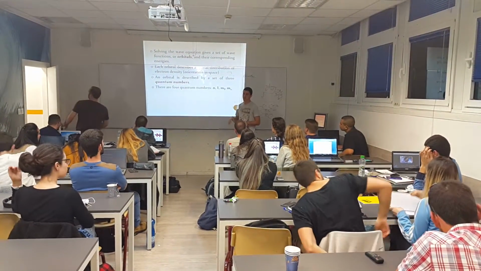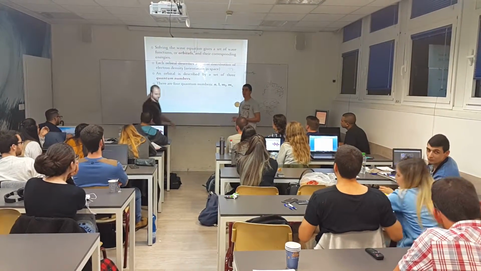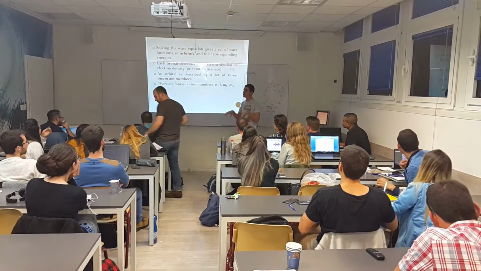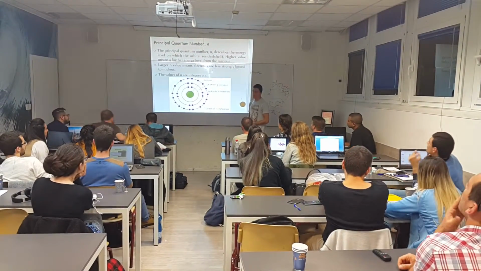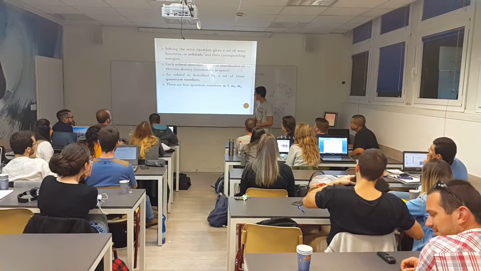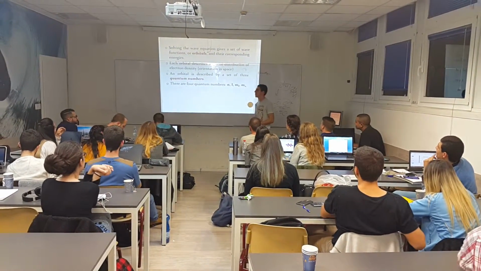Each orbital has a unique shape, and there are several orbitals of the same shape which have different orientations in space. You'll see it in the next slide. Each orbital is described by 3 quantum numbers, and we're going to talk about it.